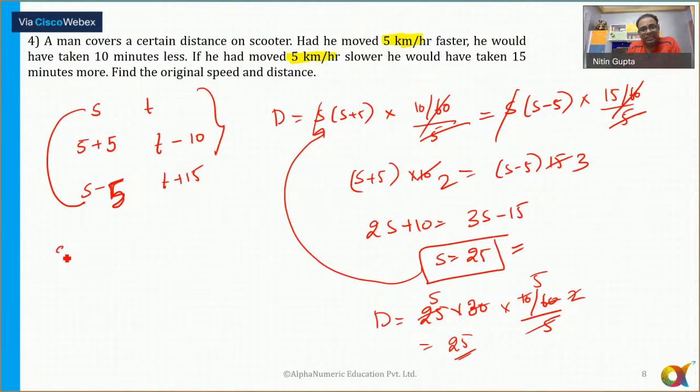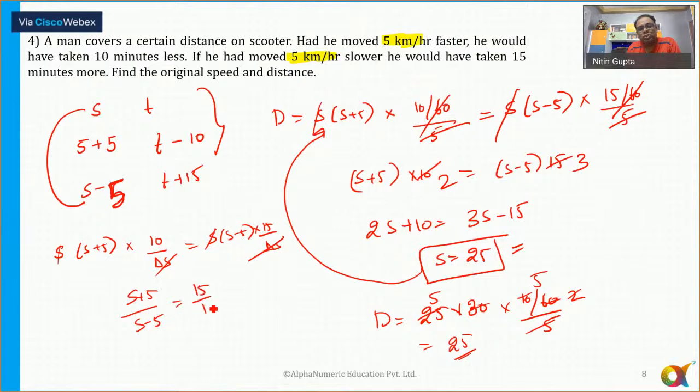Like I'll say, one of the speeds is s plus 5, into change in time, that was 10, upon change in speed, delta s. Second scenario, s minus 5, change in time 15, upon change in speed, delta s. The delta s will get cancelled. So basically s plus 5 upon s minus 5 is simply equal to 15 is to 10. Observe this, this is 15 into 10. So it's a very special case.